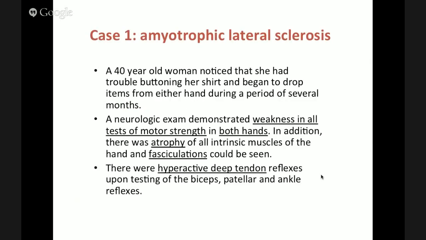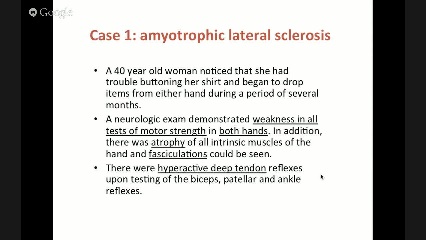All right, so I'm just going to review a couple of cases and how these relate to spinal cord anatomy and the pathways. I'm sure that you'll be very familiar with these types of cases.